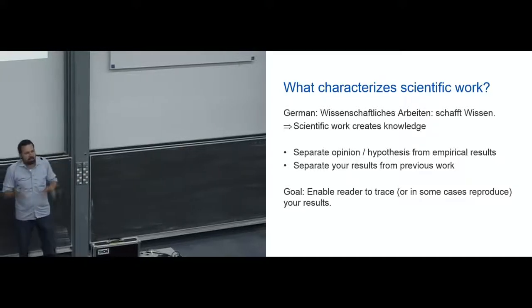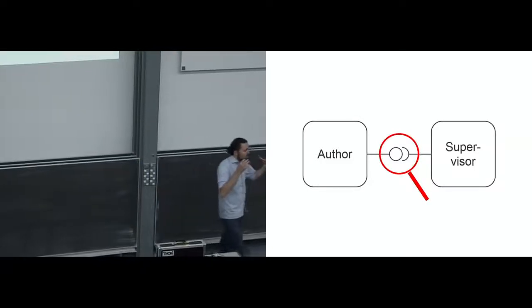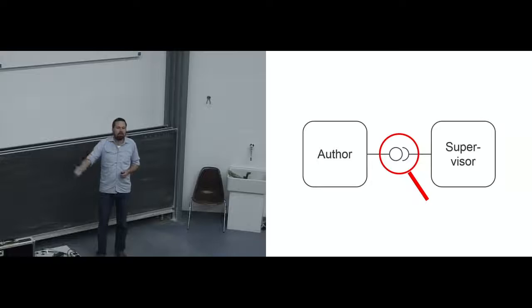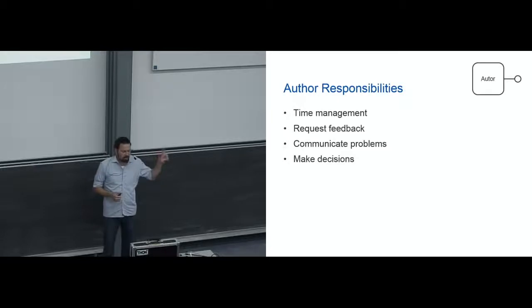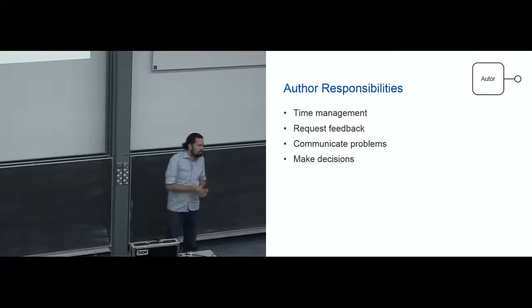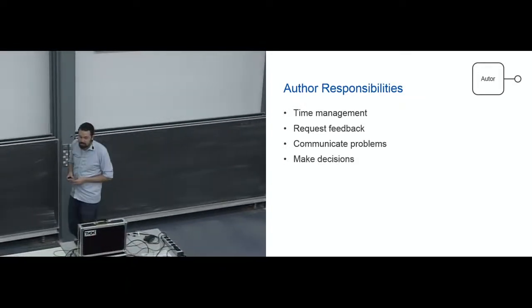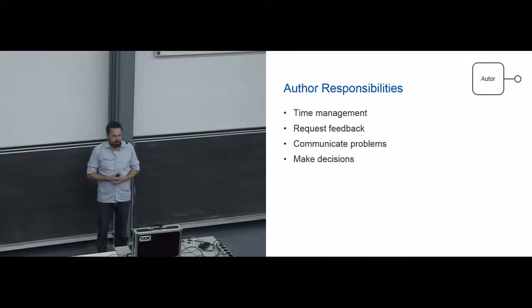The second thing I want to get out of the way is the interface between you and the supervisor. It's useful to have a common understanding, both you and your supervisor, about what your responsibilities are and what the supervisor's responsibilities are. The author's responsibilities are time management, requesting feedback. Feedback culture is different. Some supervisors will give you feedback on their own, others will not until you ask them. So for me, it's your responsibility to ask for feedback if you want any. And communicate problems. If anything takes longer, say it early. Then your supervisor can still help you.